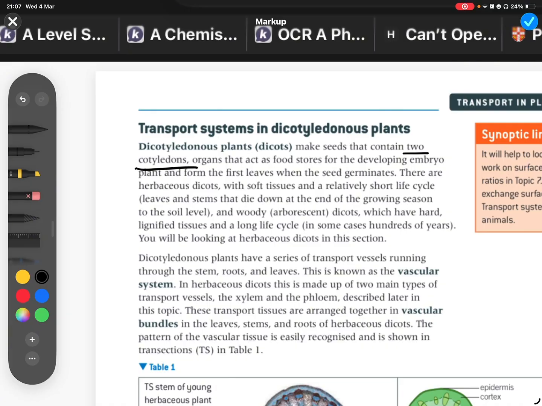Now, the way to learn biology, I think, is with flashcards, because biology is lots of random facts that make complete sense, but there are loads of them. So you have to flashcard it. Dicotyledonous plants are plants whose seeds contain two cotyledons. Put that on a flashcard. Boom, flashcard 1. Now you'd ask, what is a cotyledon? Next flashcard: what is a cotyledon? The answer is organs that act as food stores for the developing embryo plant and form the first leaves when the seed germinates. That is a lot to say.